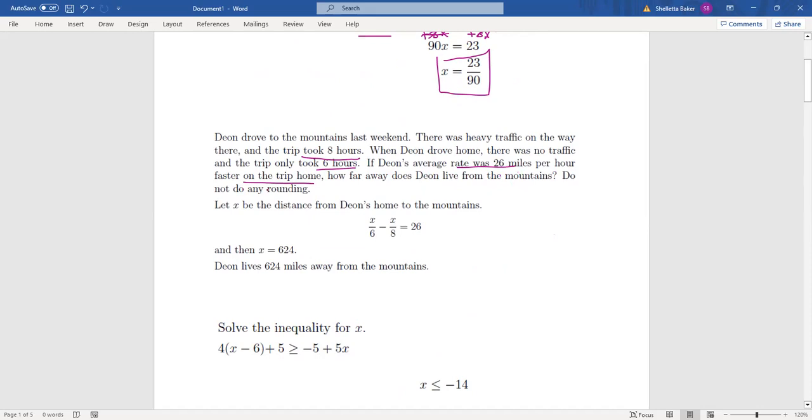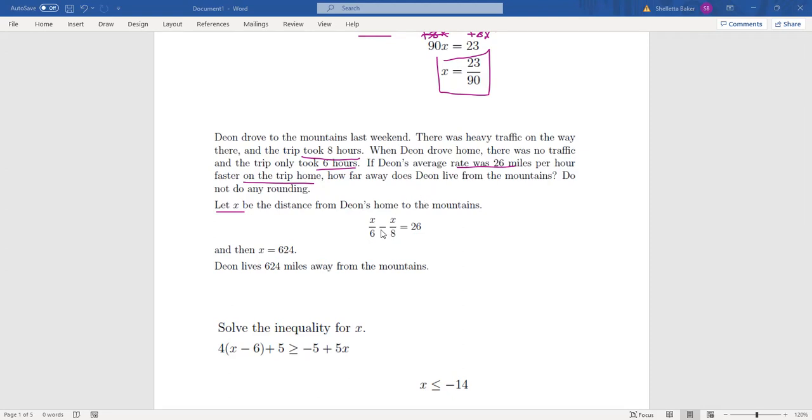And don't round. So here we're going to let X represent the distance from Dion's home to the mountains. And remember, to get distance, we're comparing rate times the time. So we notice that on the way there, Dion's time that he had on the way there, it took him 6 hours. So that would be that time over 6. That'll give us his rate. We just took that D equals RT formula and solved it for distance.